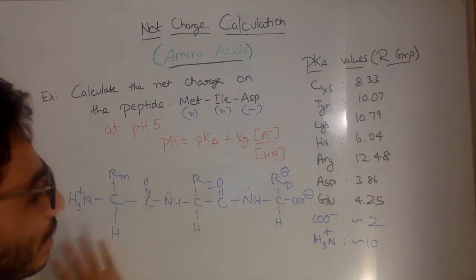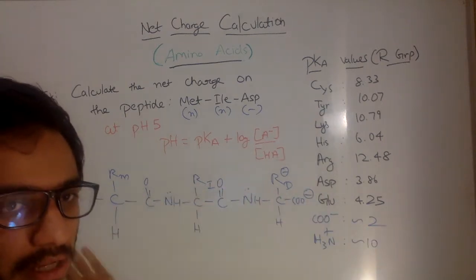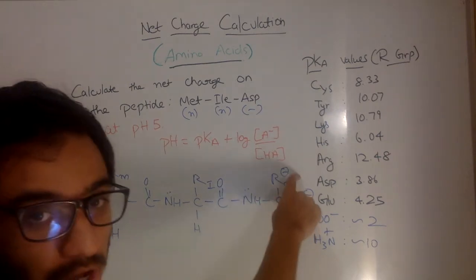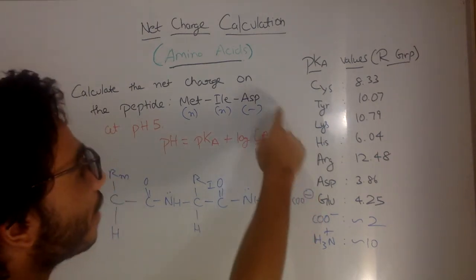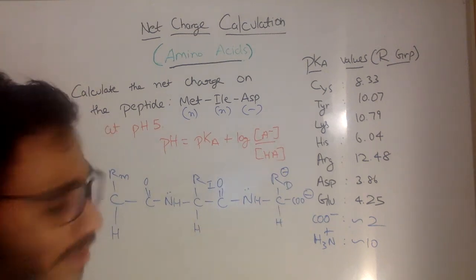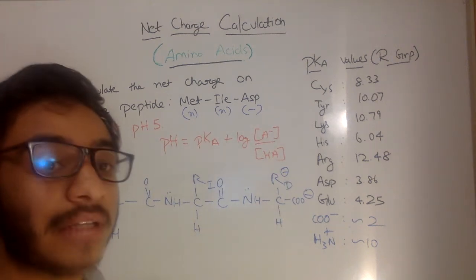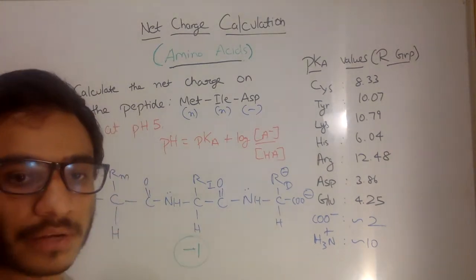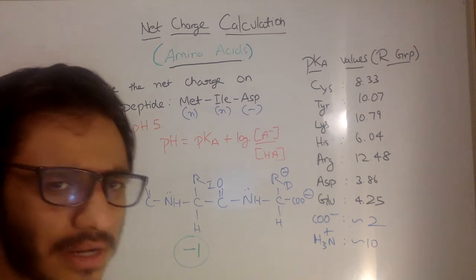So we have a balance of charges on the two terminal groups, the amino group and the carboxy group, and we have a negative charge over here, right? For the R group, for aspartic acid. So then overall we have a net -1 charge. So that's your answer, -1. So that's it, we are done.